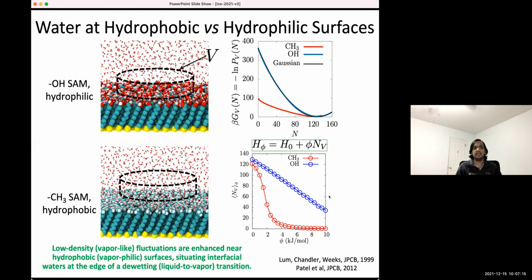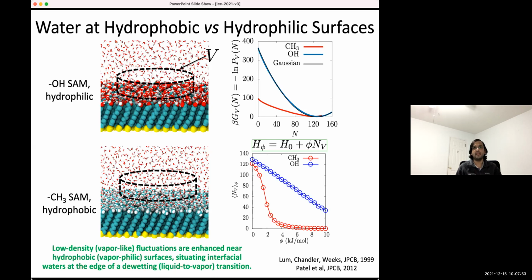And so the key thing that I want to take away is that low density or vapor-like fluctuations are enhanced near hydrophobic surfaces. And I want you to think about hydrophobic surfaces as not necessarily surfaces that don't like water, but surfaces that have a preference for water vapor over liquid water, right? So you could also think of them equivalently as vapor-philic surfaces. So vapor-like fluctuations are enhanced near vapor-philic surfaces. And this situates the interfacial waters at the edge of a dewetting or a liquid-to-vapor transition.